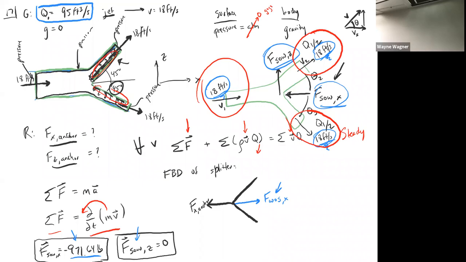So this becomes a fairly trivial problem. The sum of the forces in the x equals 0, so F anchor equals F water on splitter in x. So I can say that F x anchor equals F W on S x, which I happen to know is 971.64. So I can say that F x anchor equals 972 pounds.